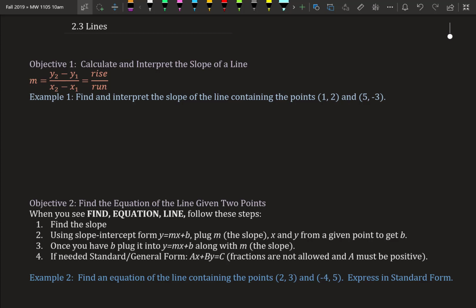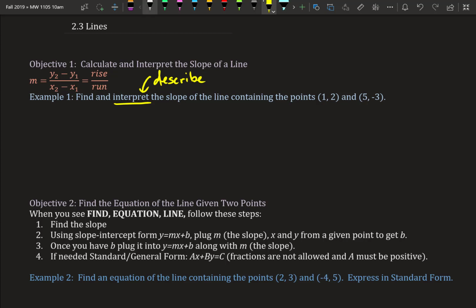Alright, so we know the slope. Let's calculate and interpret the slope of a line. The slope is the average rate of change of y over the average rate of change of x, which is rise over run. Something that might be new is interpreting the slope. Interpret means to describe or translate, like an interpreter translating what it means.